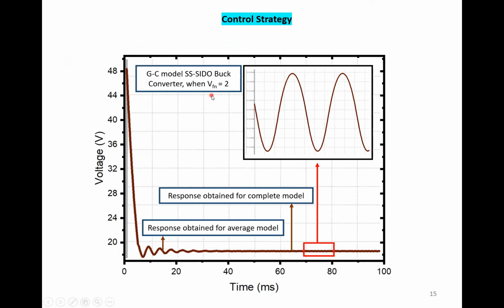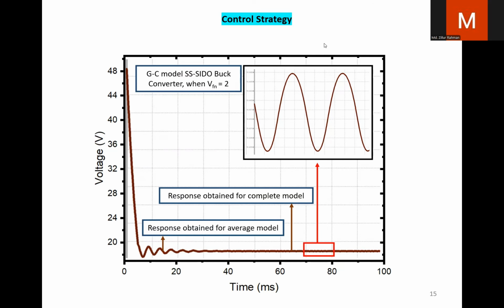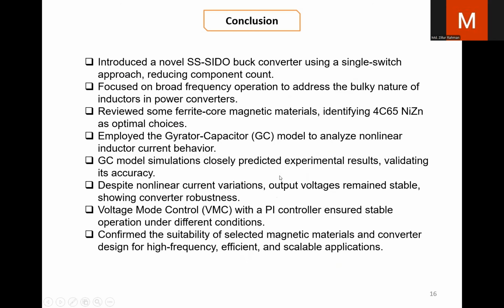This is the output where we have used feedback network 2, and then we are getting nearly 20 volt. If we use feedback network 3, then we will get nearly 30 volt. If we use feedback network 3.5, then we will get 35 volt, which is expected.